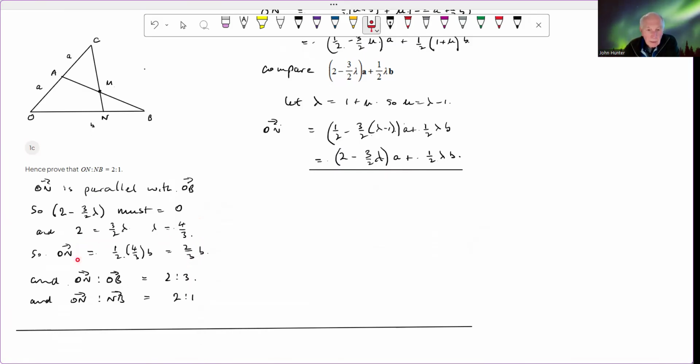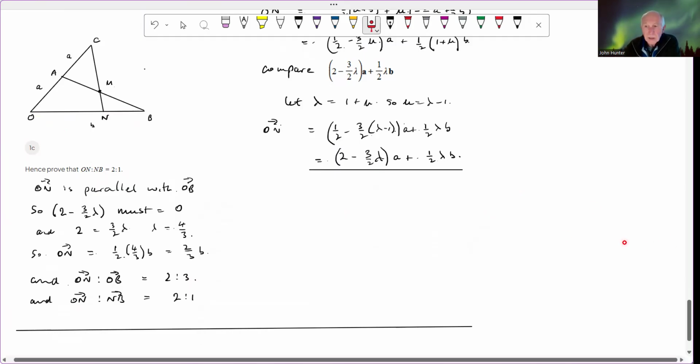All right, so if lambda is 4 over 3, then ON is going to be a half times 4 over 3 for lambda, B. Or in other words, 2/3 B, which means that ON to OB is 2 to 3. This is 2/3 of the way along there. And therefore, ON to NB is 2 to 1, which is what we're asked for. Okay, so that is it.